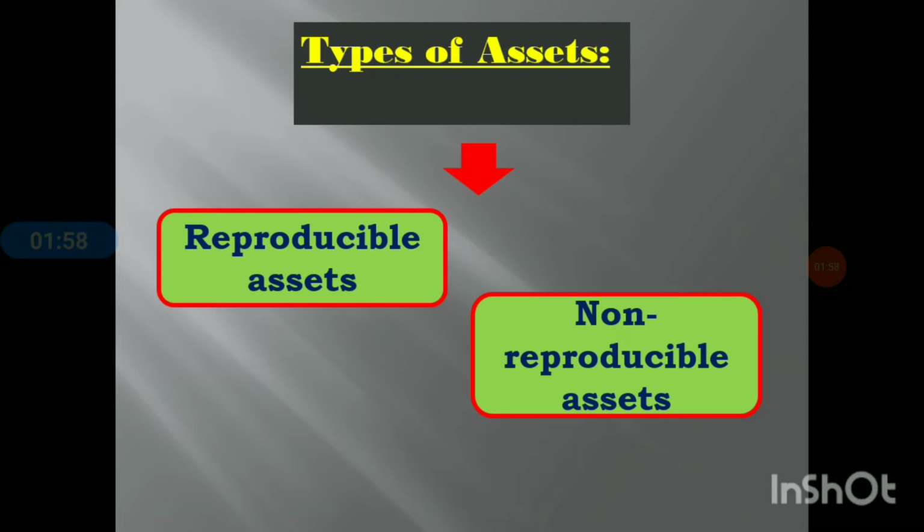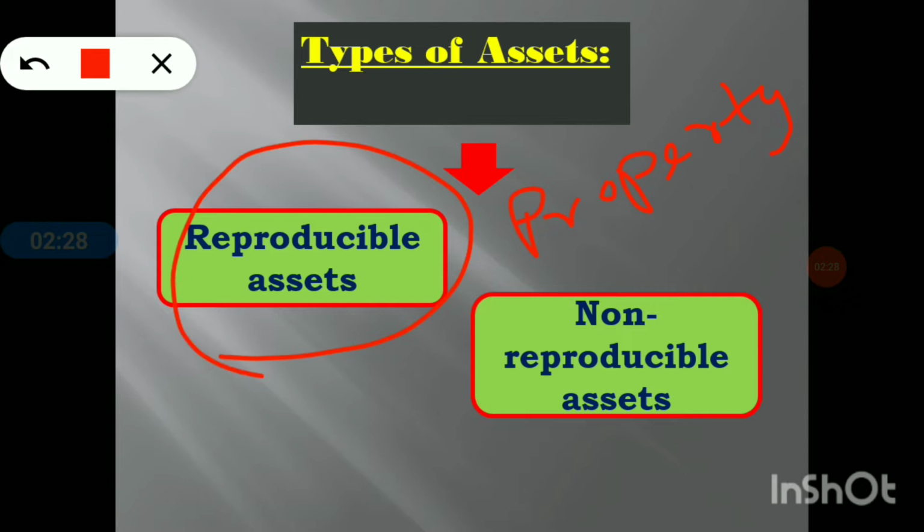Here we can see the types of assets, but before going to the discussion we have to discuss what you mean by an asset. An asset is basically property owned by a person. That means an asset is also a form of wealth. Assets may be of two types. The first one is reproducible assets and the second one is non-reproducible assets. Now going to the next slide, where we can discuss in detail the reproducible assets and the non-reproducible assets. So now let's move.